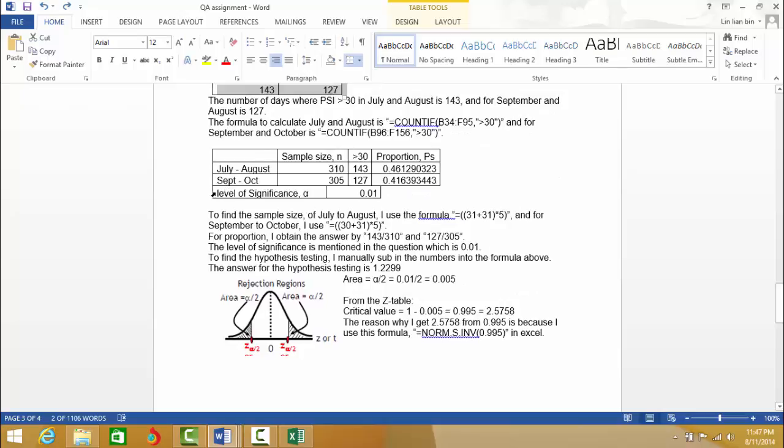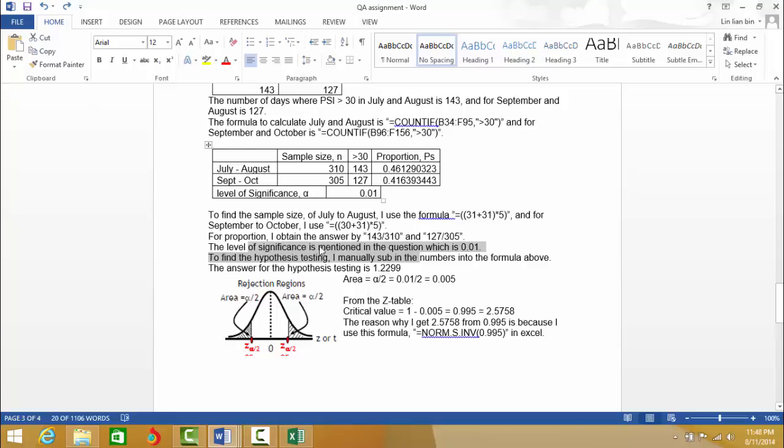For this, we are supposed to find the level of significance, which is 0.01, as the question asks us to find the 1% significance level. To find the sample size, for July to August, we use the formula to find the proportion, and for the proportion I obtain the answer using this, where I use the data of more than 30 over the sample size as well. The level of significance mentioned in question B is 0.01. To find the hypothesis testing in B, I manually substitute the numbers into the formula above.